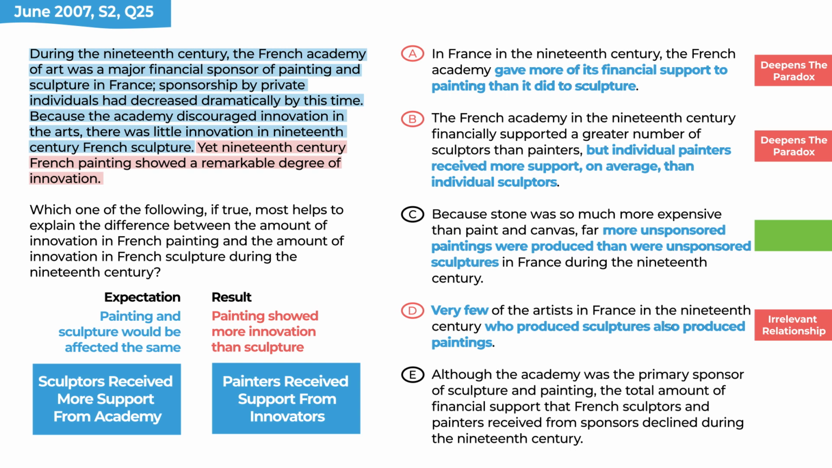Answer choice E says that although the Academy was the primary sponsor of sculpture and painting, the total amount of financial support that French sculptors and painters received from sponsors declined during the 19th century. So one thing to notice about this is that it's talking about sculpture and painting concurrently in both instances. So everything that applies to sculpture applies to painting. Everything that applies to painting also applies to sculpture. Answer choice E applies to both groups equally, and so can't explain the difference again. And so that leaves us with answer choice C as the right answer.